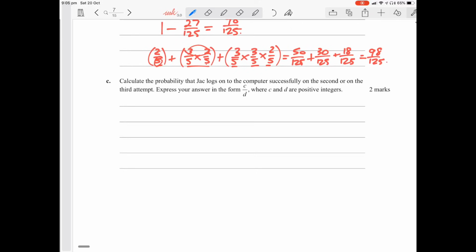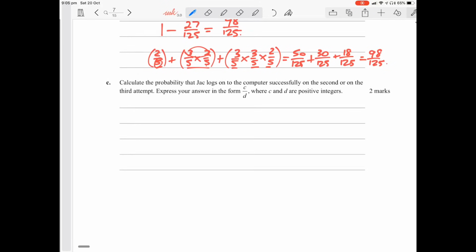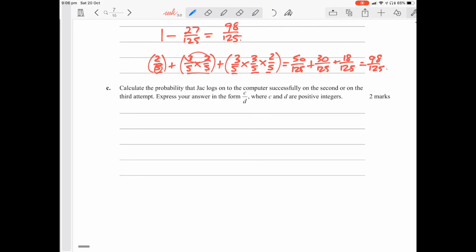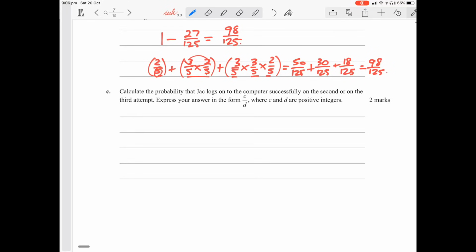Okay, calculate the probability that Jack logged onto the computer successfully on the second or the third attempt. Express your answer in the form C over D. Okay, so that's that and that added together. It's also that minus that.